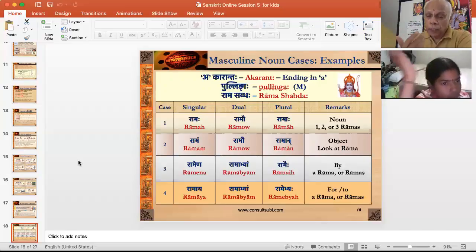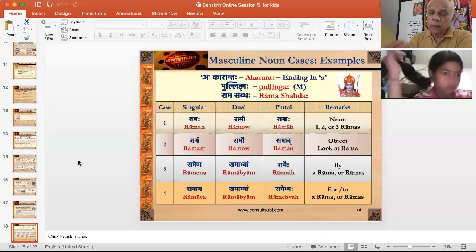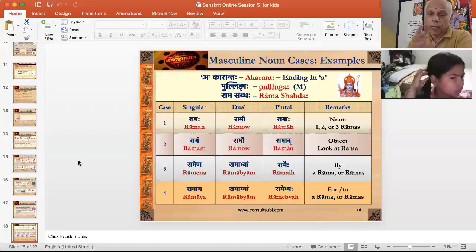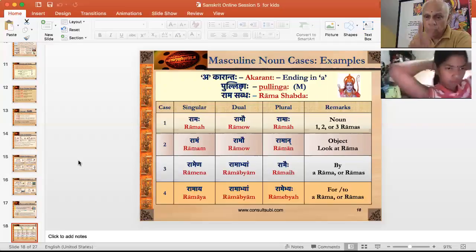And you want to do something to or for. Say Ramaya. Ramaya Pushpam Pujayami, it means you are doing Puja for one Rama. Ramabhyam, Ramebhyaha is two Ramas and multiple Ramas. Okay.